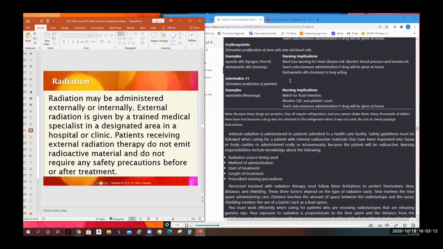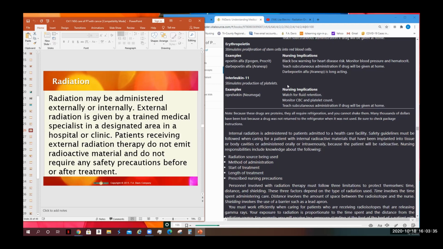Note, because these drugs are proteins, they all require refrigeration, and you cannot shake them. Many thousands of dollars have been lost because a drug was not returned to the refrigerator when it was not used. Be sure to check package instructions.